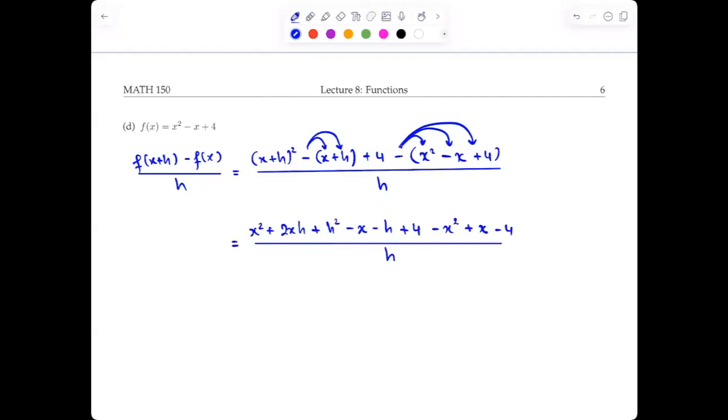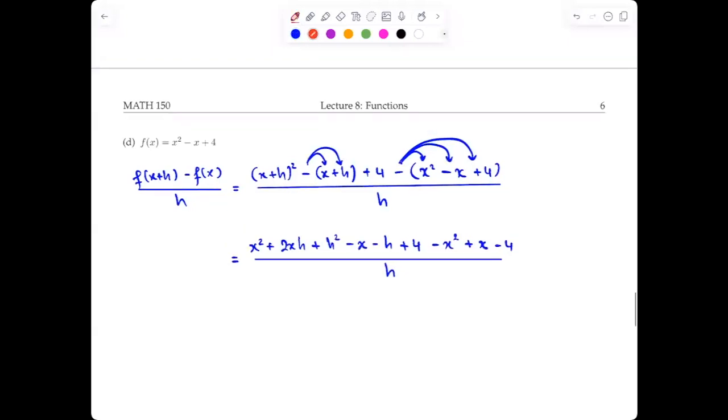Right, so combine like terms, make cancellation where you see possible, right? So x squared with negative x squared cancel out, right? So what else do you see? What else? Plus 4 minus 4, yes. What else? Right, so negative x and positive x. Right. So let's do that.